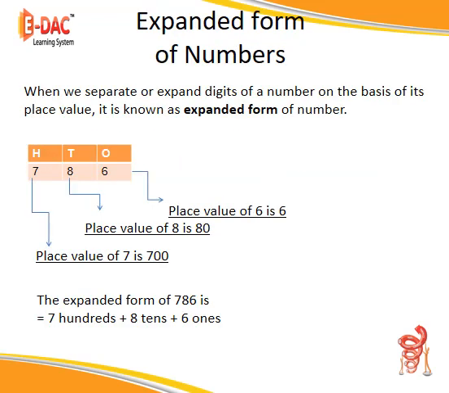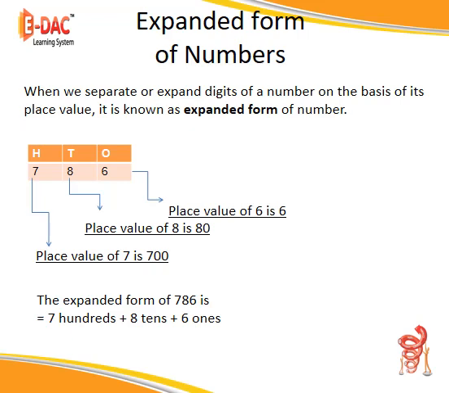Expanded form of numbers. Students, when we separate or expand digits of a number on the basis of its place value, it is known as expanded form of a number. For example, we take the number 786. We will put place value on each digit of the number. So 6 will come under place value of ones, 8 will come under place value of tens, and 7 will come under place value of hundreds.